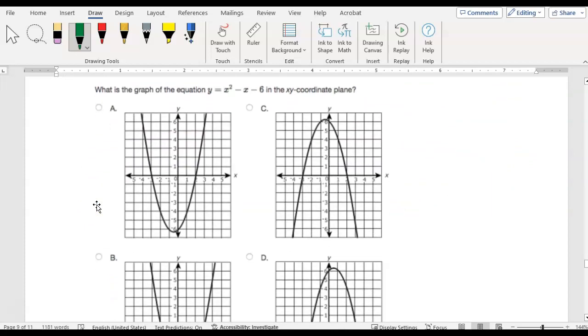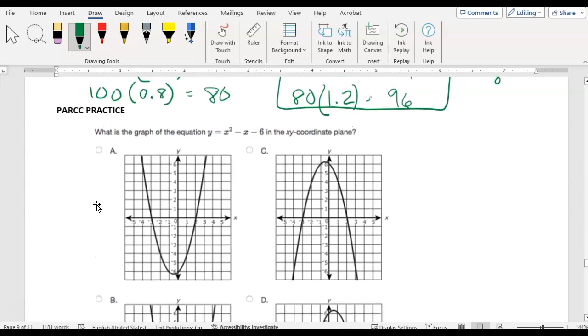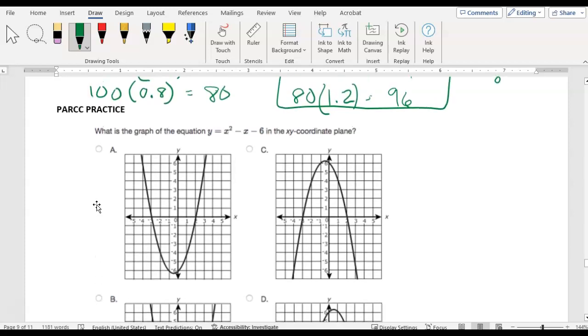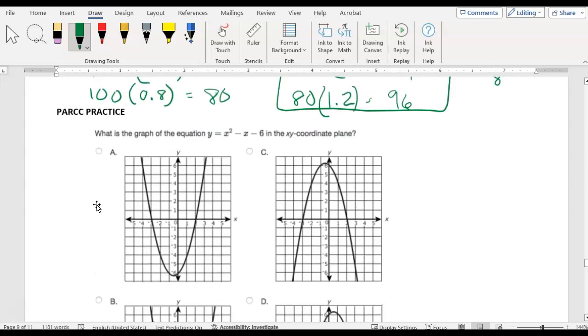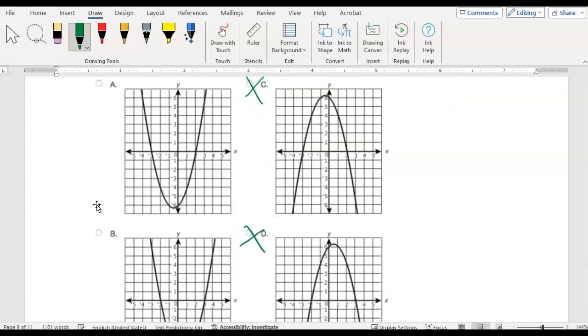All right. What is the graph of the equation y equals x squared minus x minus 6 in the xy coordinate plane? So this is an example of a PARCC question that has been asked in the past. The reason this question works so nicely is that we have a positive x squared value for ax squared. Our a is positive, which means it's going to be facing upward, a smiley face. That helps me to eliminate C, and it helps me to eliminate D.